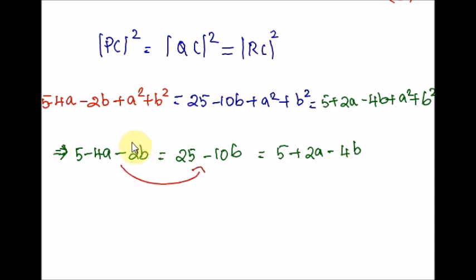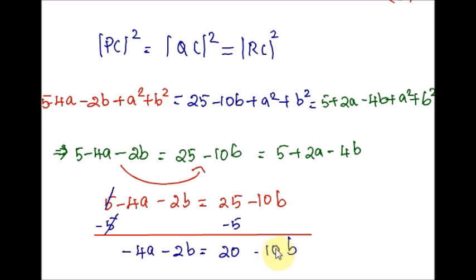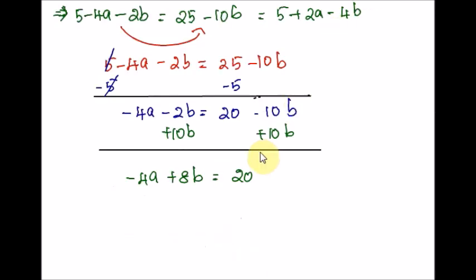By equating first and second, I'm getting, let us rewrite the same thing. I'm going to shift all the variables to the left hand side of the equation and constants to the right hand side so that our equations will look like a system of linear equations. Subtract 5 from both sides. Add 10b to both sides. Hope you are clear so far.